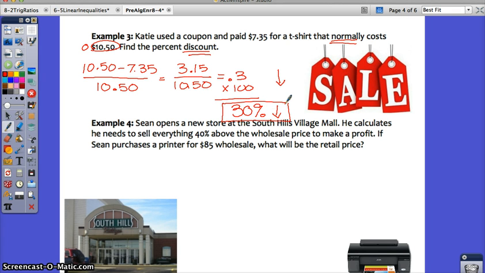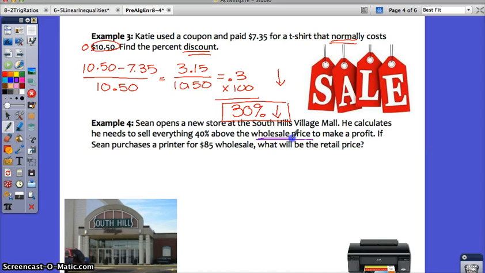One last application problem then, guys, and this one has a little bit of new wording that you might not be so comfortable with, so I want to make sure you pay attention to it here. Sean opens a new store at South Hills Village Mall. He calculates that he needs to sell everything 40% above the wholesale price.